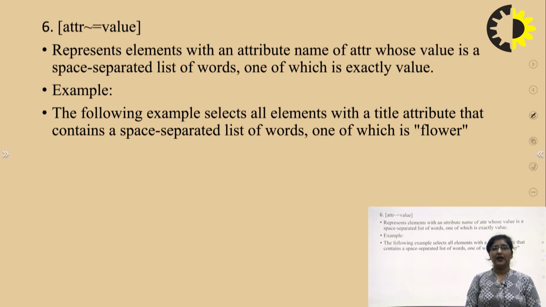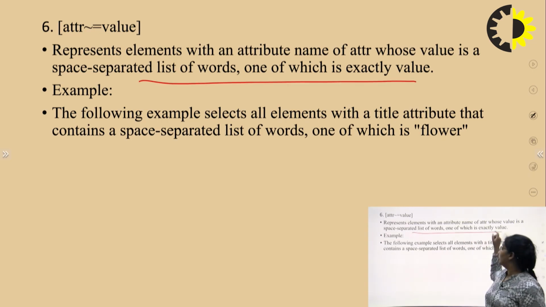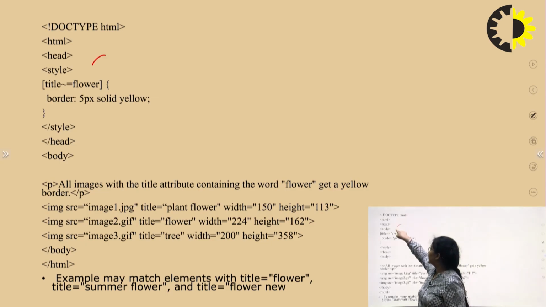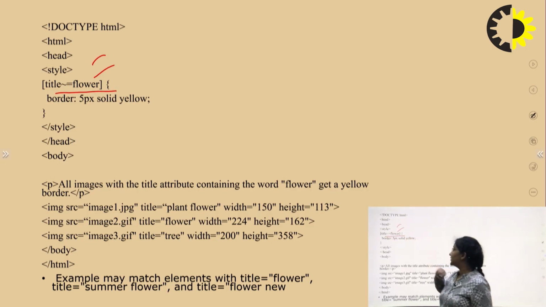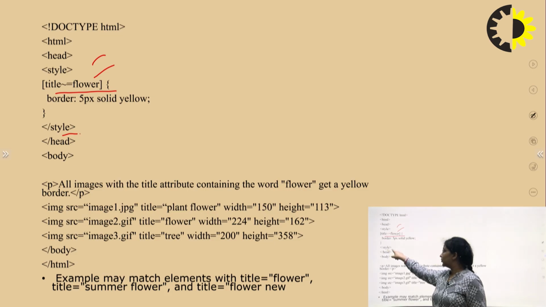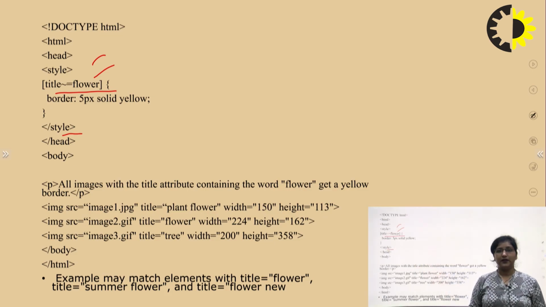Next is attribute tilde is equal to value. That means it will match a space separated list of words, one of which is exactly the value. Like here, we have an HTML file. The HTML tag is there, head tag, style tag, then title tilde is equal to flower. That means there must be exactly one word flower. Then the style tag is closed because this is an internal style sheet. The head tag is closed and then the body tag is also closed here.